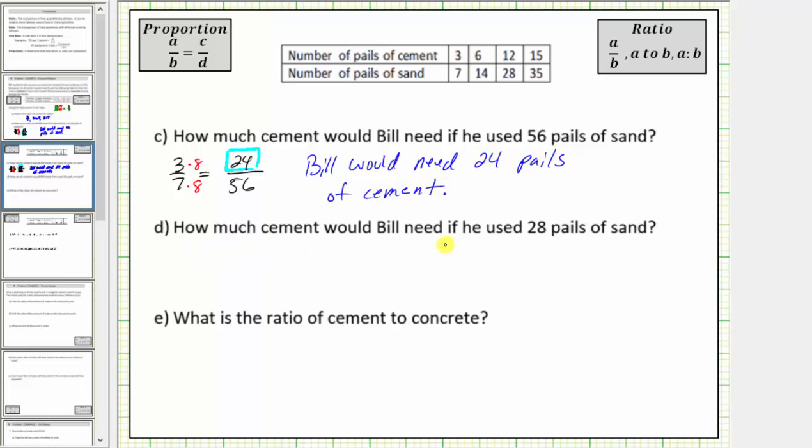Next, how much cement would Bill need if he used 28 pails of sand? Looking at the table, notice how 28 pails of sand is given, and therefore we know Bill would need 12 pails of cement.